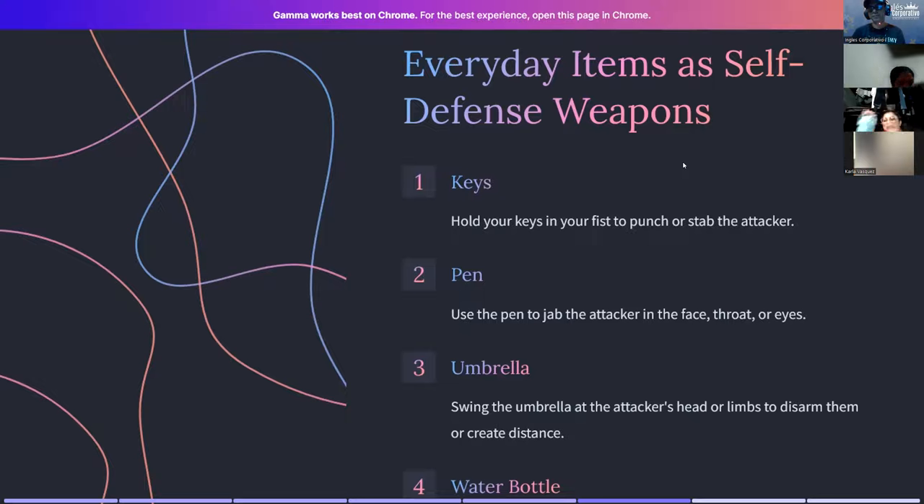hit yourself. I don't remember how to say it. You can hit yourself. You can go in this form because if necessary, you touch the attacker or can use it. In this form, you can't use it as a weapon, but in this form, you can use it as a weapon.